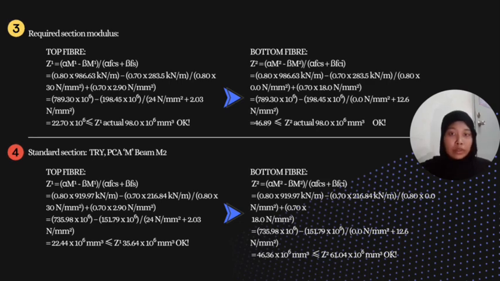And for the bottom fiber, we get 46.36 times 10 over 6 millimeter cube. And the answer is less than Z2 actual, which is 61.04 times 10 over 6 millimeter cube. The Z1 actual and Z2 actual for the standard section, we get from the table.